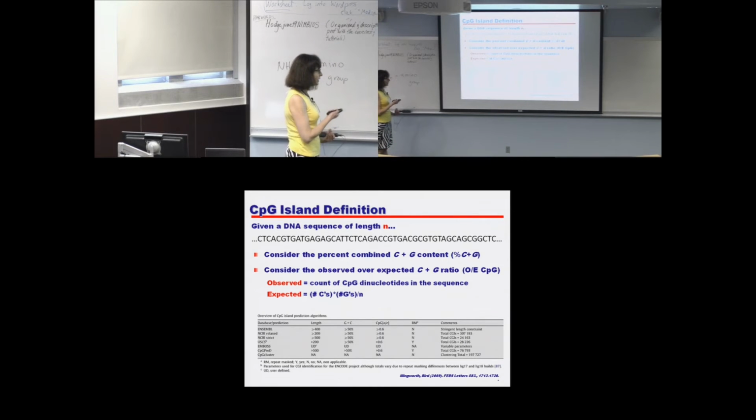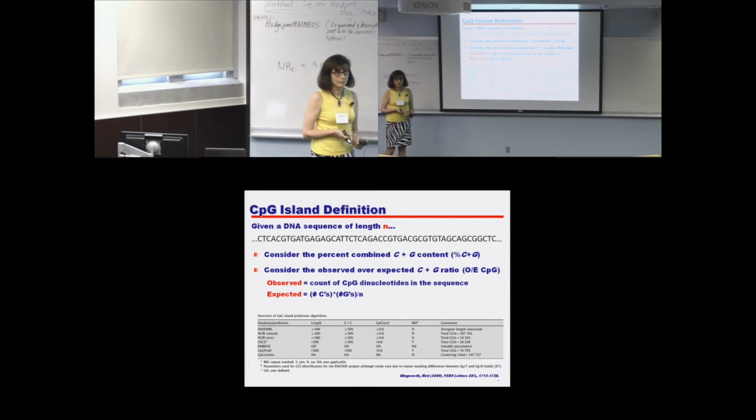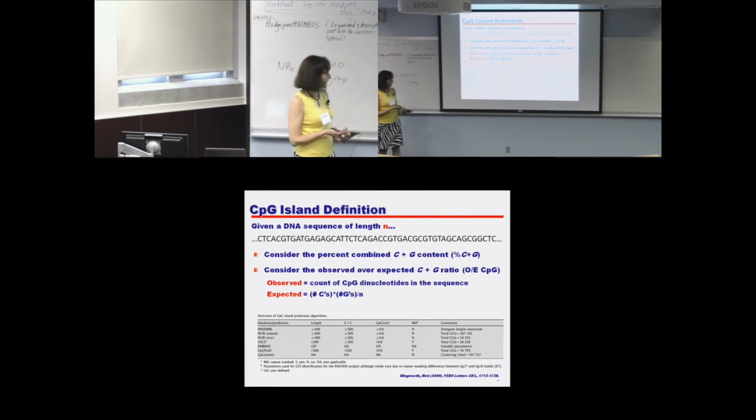So content of C and G bigger than 50%, based on the fact that what we would expect is about 20-25%. That's kind of high content. I'm sorry?